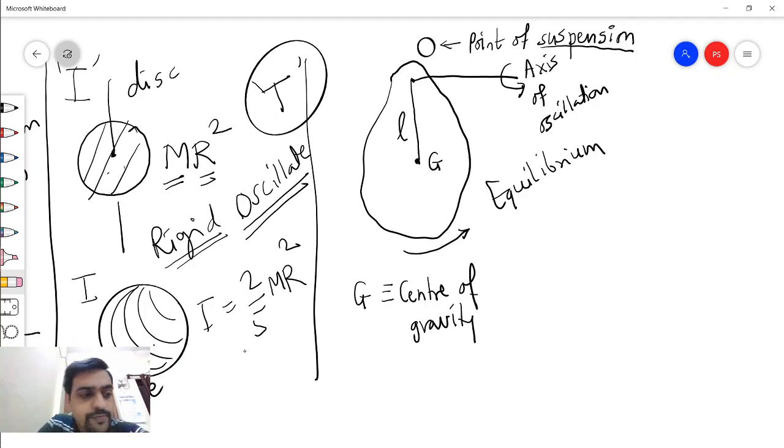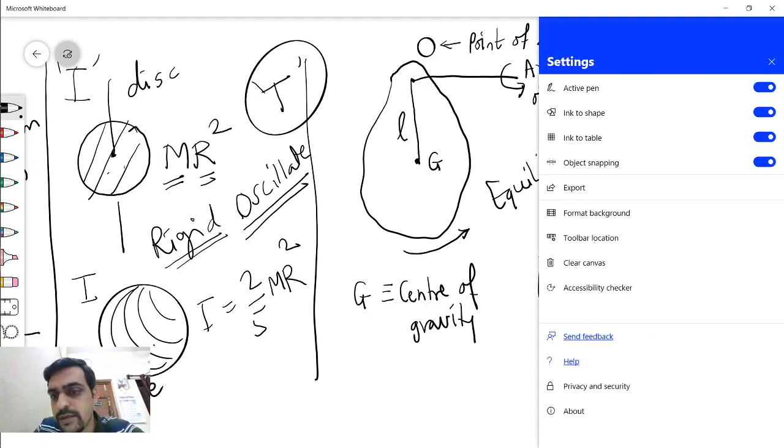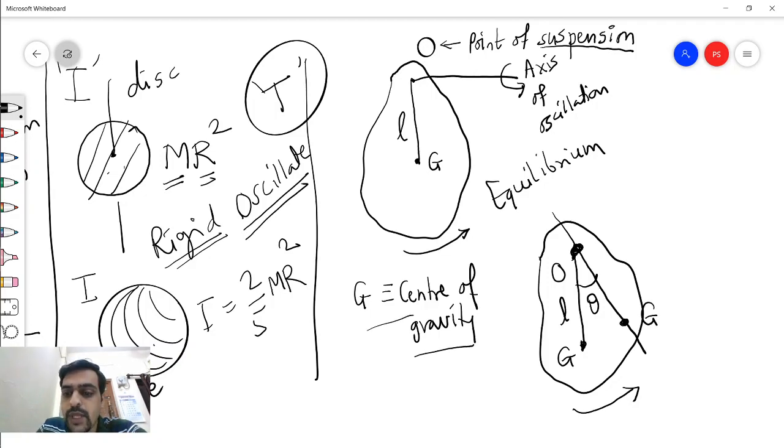Initially the body was like this. Just a minute. And this was the equilibrium position, and since it is now displaced, this axis will be slightly tilted, say through an angle theta. This is L. This will be the new position of point G, which is the center of gravity. This is L. And now we will be discussing about the forces acting on this.